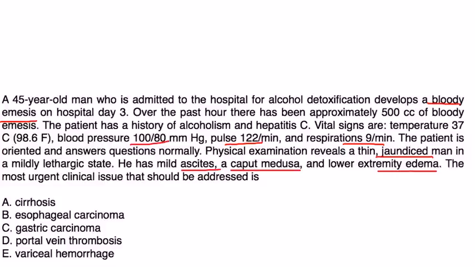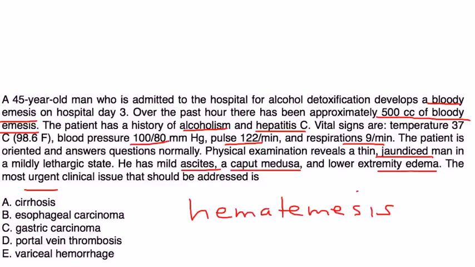Well, this is a classic scenario with the patient with a history of alcoholism and hepatitis C. Both are risk factors for cirrhosis of liver. And he's definitely presenting with a pretty good amount of hematemesis, which is the vomiting blood. And without a doubt, the most urgent clinical issue is the fact that he's got esophageal varices and that those varices have ruptured and causing this bloody vomit. So that would be E.